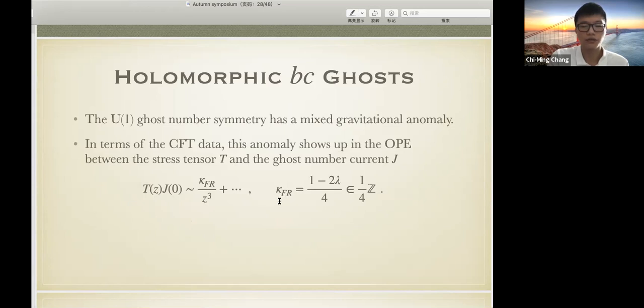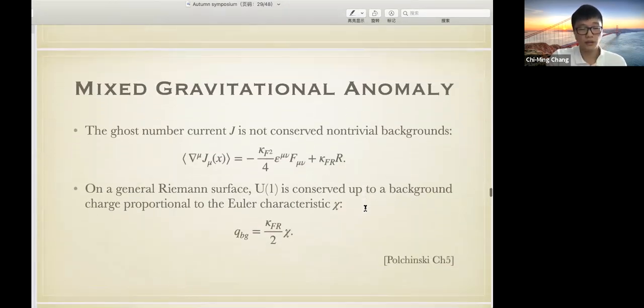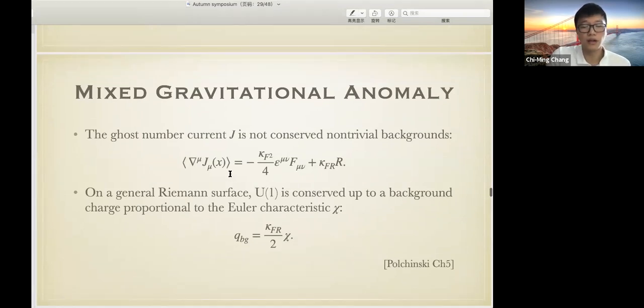And you can also, by some simple computation, find out the value of this coefficient is given by this parameter lambda. And when lambda is an integer, this coefficient is an integer over 4. And more generally, this anomaly can be seen from an anomalous current conservation equation. If you consider the divergence of J^mu on some non-trivial background, then you will find that on the right-hand side the first term is due to the pure anomaly, and we also get a second term that's proportional to the Ricci curvature, and that's due to the mixed anomaly.